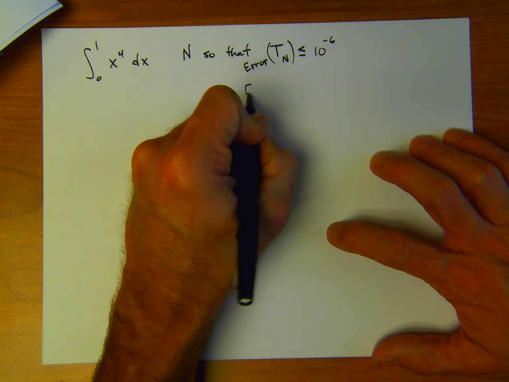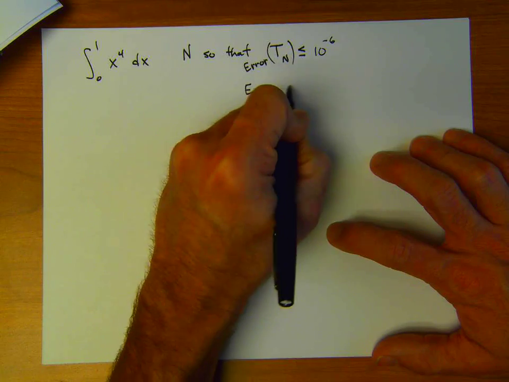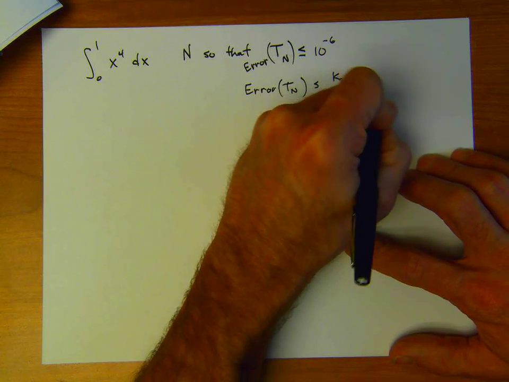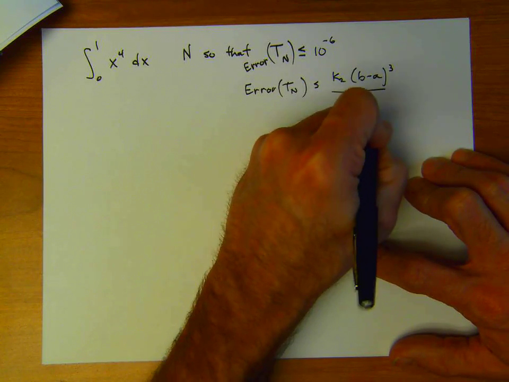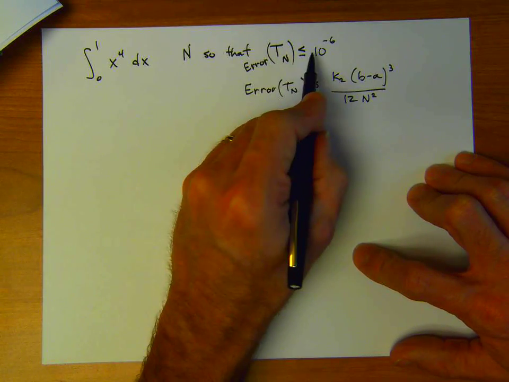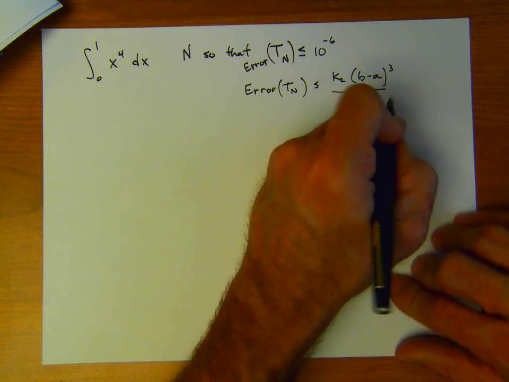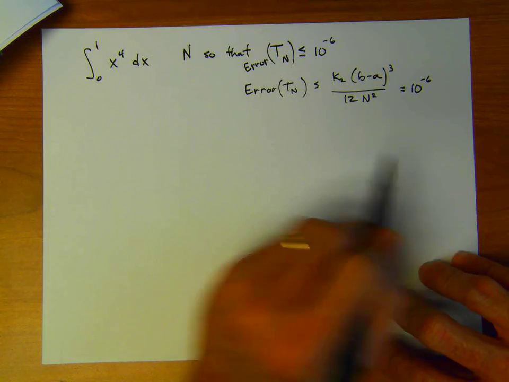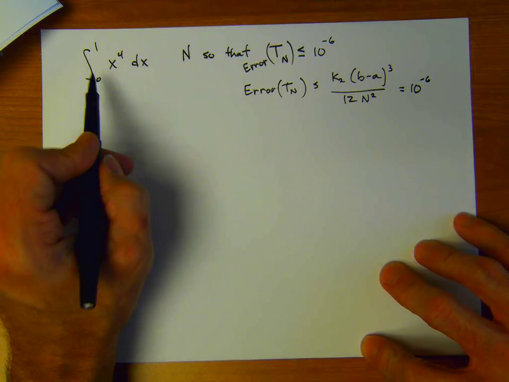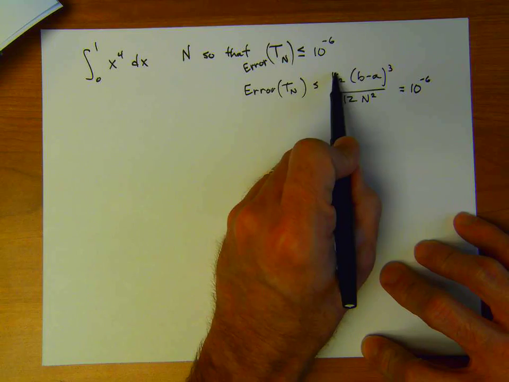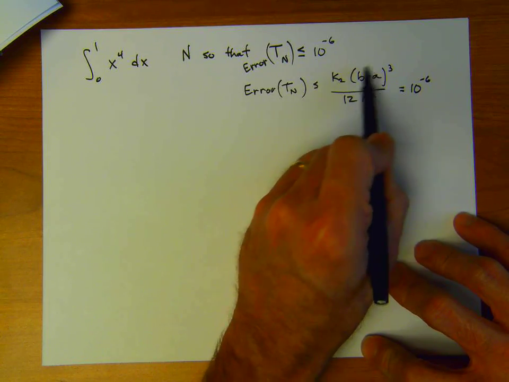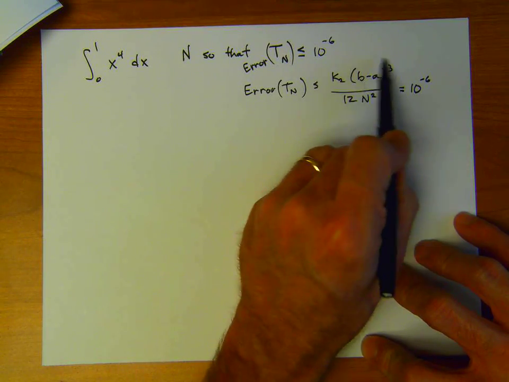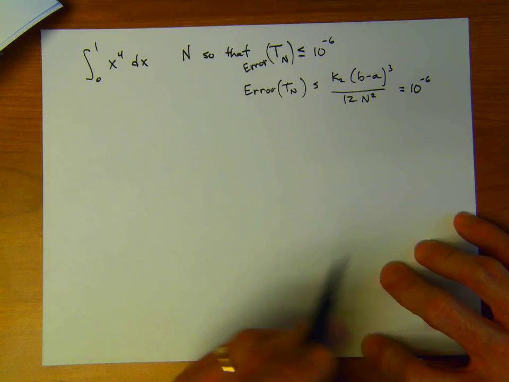Well, remember the error associated with Tn is less than or equal to k2 times (b minus a) cubed over 12n squared. So if we want the error less than 10 to the negative 6, and this is the max error, then we set this equal to 10 to the negative 6 and try to find the value of n. Now remember, generally you have a given function on a given interval. That will determine your k2 and your b minus a. The only thing we can really work with here is n. We want to find n so this whole expression is equal to 10 to the negative 6.